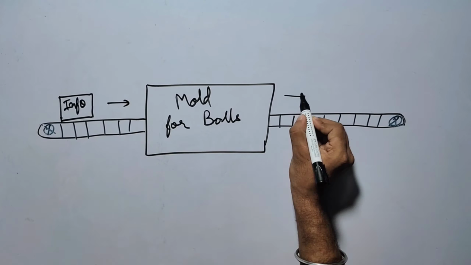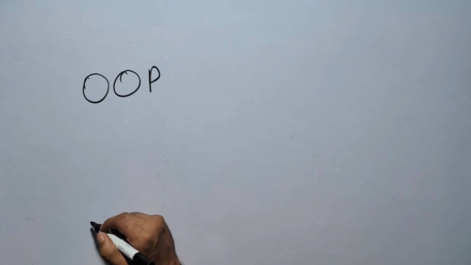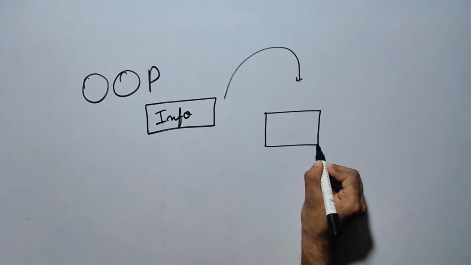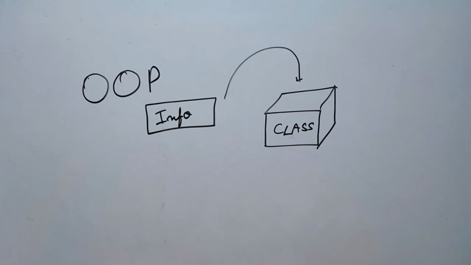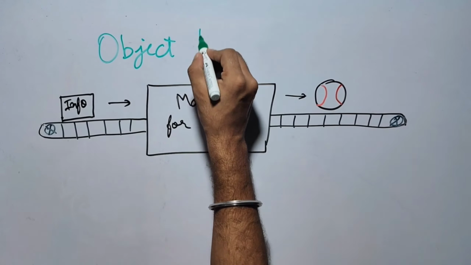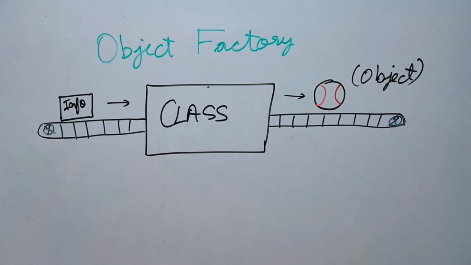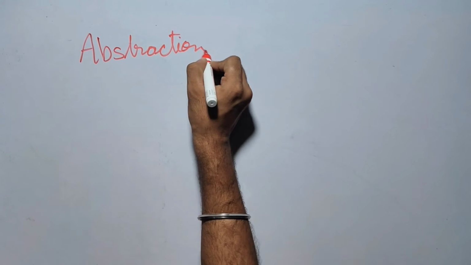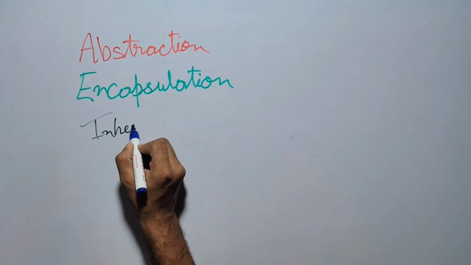Object-oriented programming, or OOP, works on a similar pretext. Here we firstly acquire the information about whatever program that we want to make, and we create a class with it. This class contains all the information about the task and can produce a multitude of objects. That is why in OOP, classes are often referred to as object factories. Now, OOP has four concepts: abstraction, encapsulation, inheritance, and polymorphism.